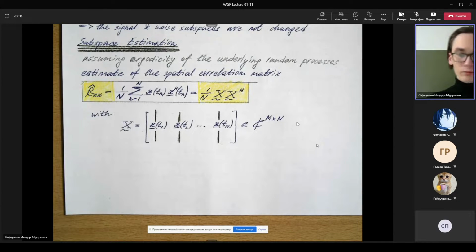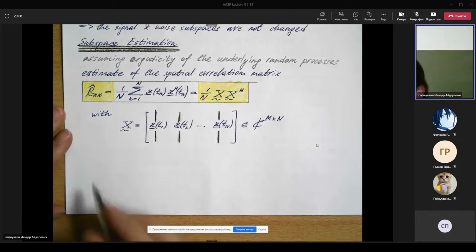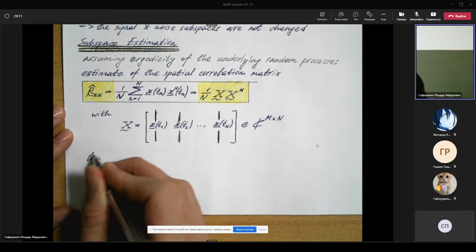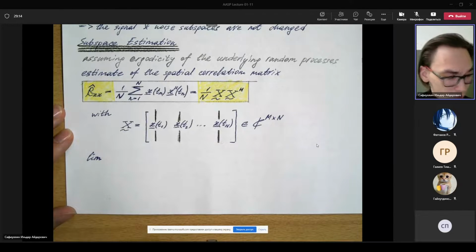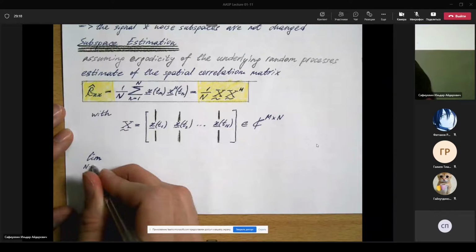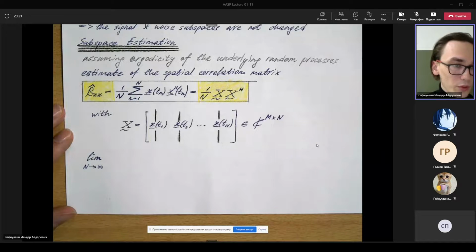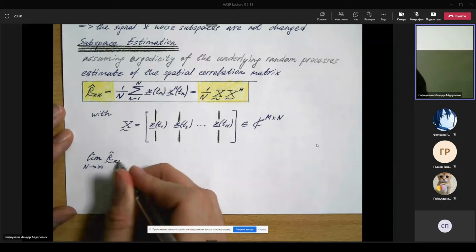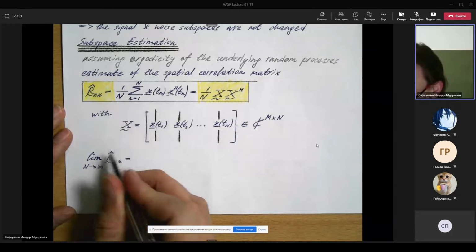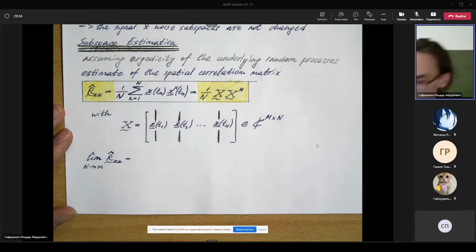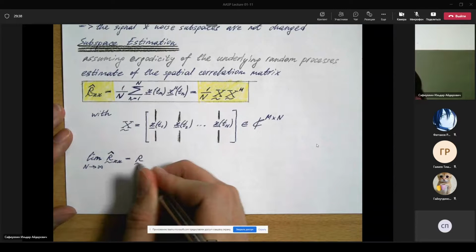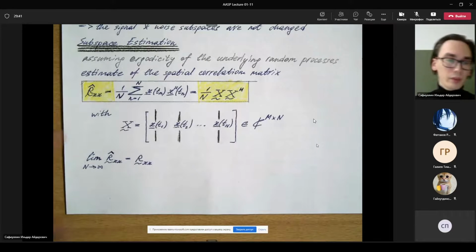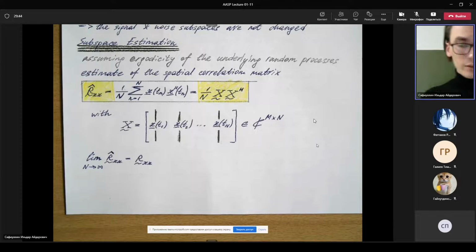And of course, if we have an infinite number of these measurements, so N goes to infinity, we can say with this limit with respect to N which goes to infinity for Rxx we had, this estimate will go to the, let's say, true matrix Rxx.